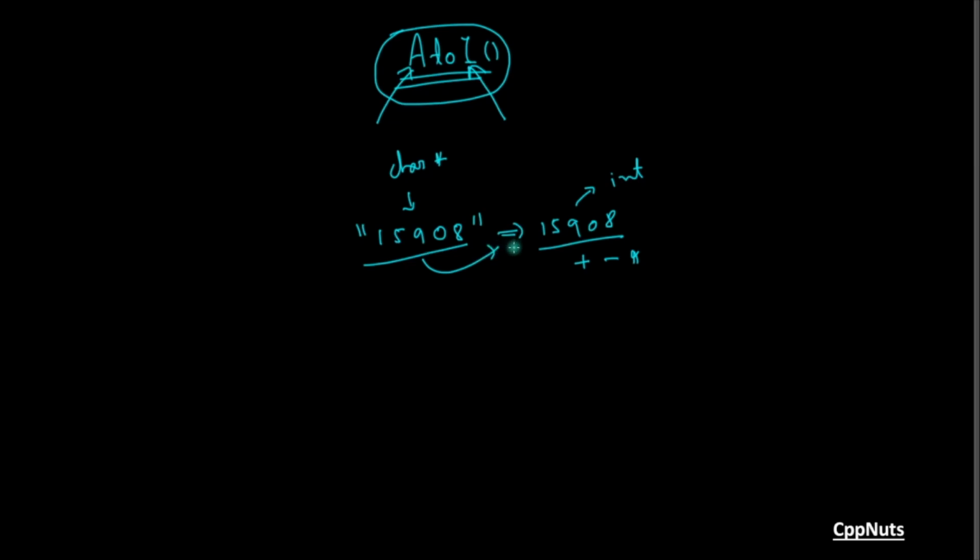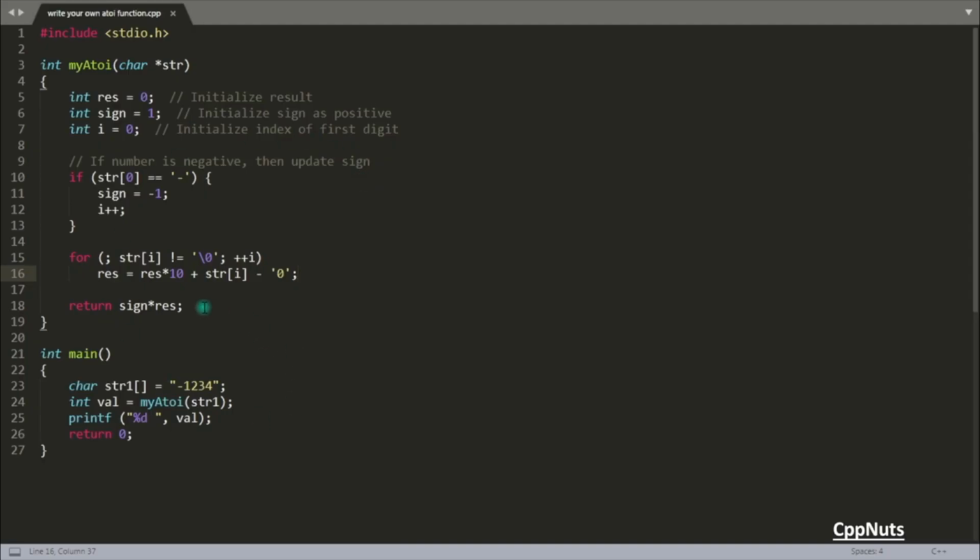Let's look at the code for this. So this is your code now. As you can see, we have this particular string, and I forgot to mention that the string could have a minus also. So this is minus 1 2 3 4 and this is a character array. We will pass that character array to my atoi function. So this is the code for converting your character pointer into an integer.